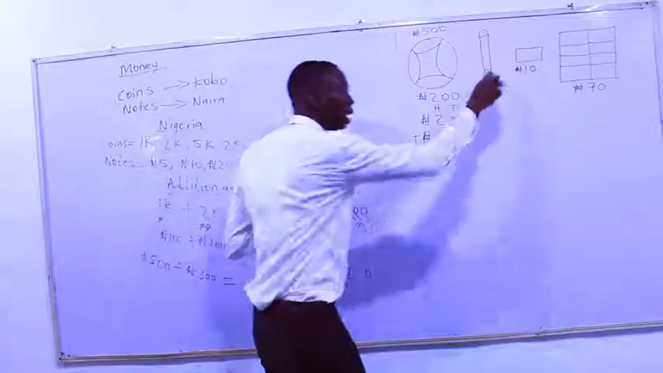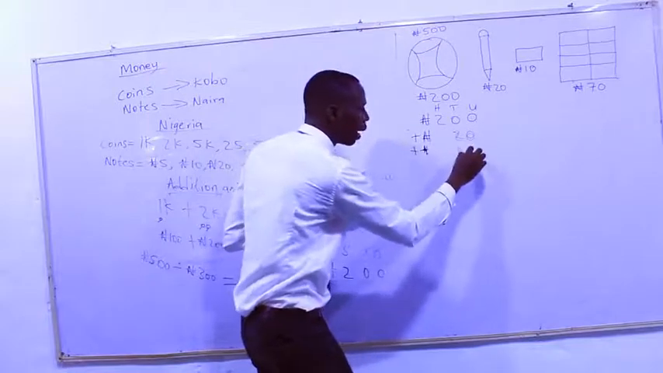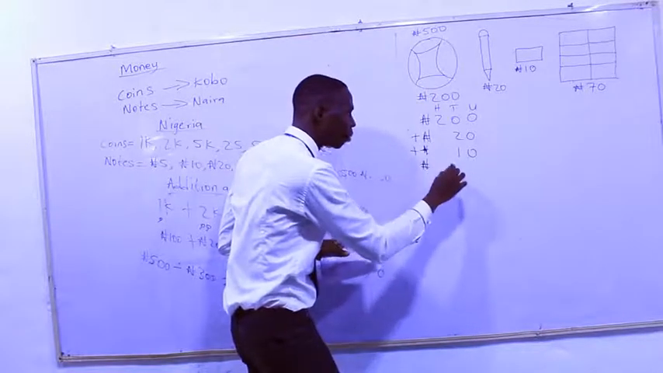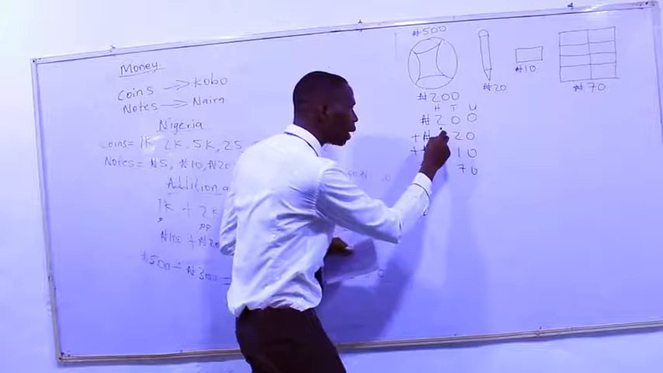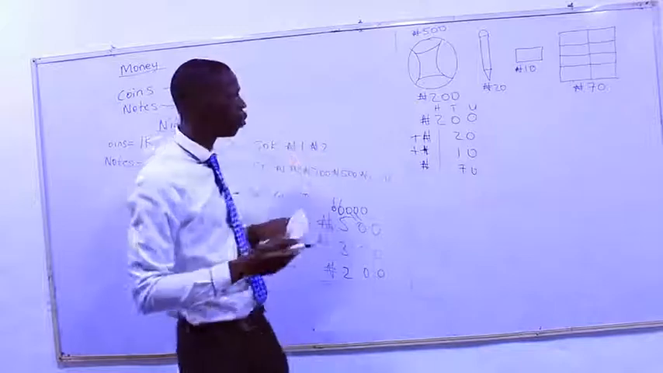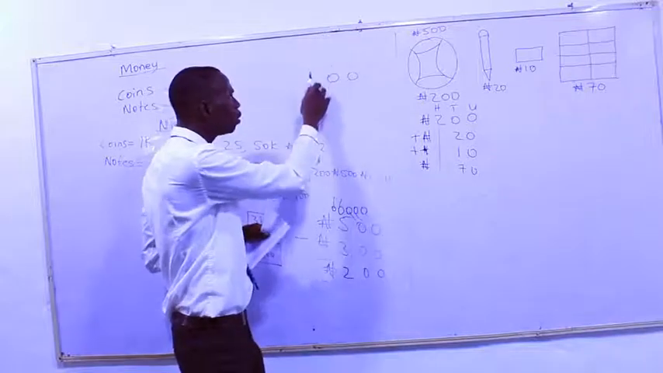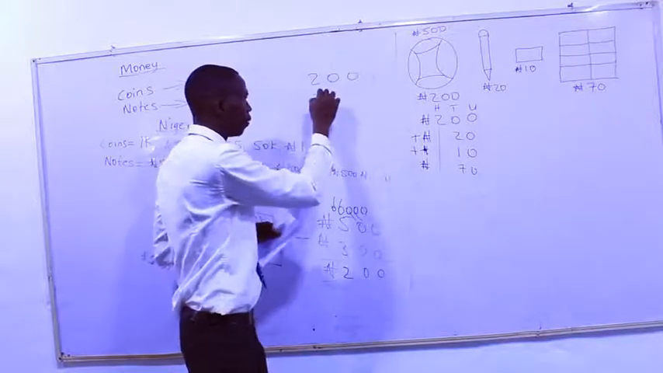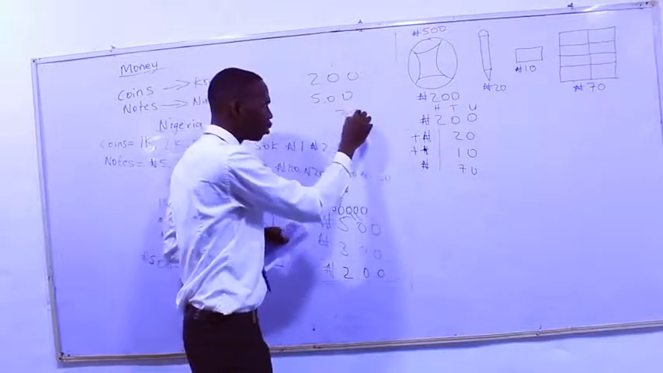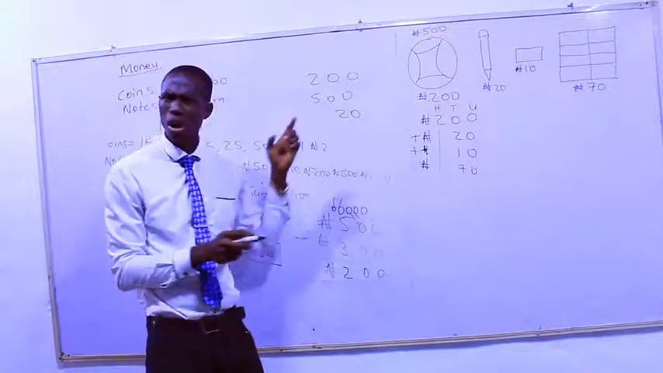I have 10 naira. The 10 naira is a 2-digit number, so it will be here. We have 70. The 70 naira is also a 2-digit number. It will be here. None of them will enter this place. Reason, this one is for 3-digit numbers only. What is a 3-digit number? A number that appears like this. You count them: 1, 2, 3. 500 is also a 3-digit number: 1, 2, 3. But 20, let's count: 1, 2 is just tens and units. It's not up to 3.